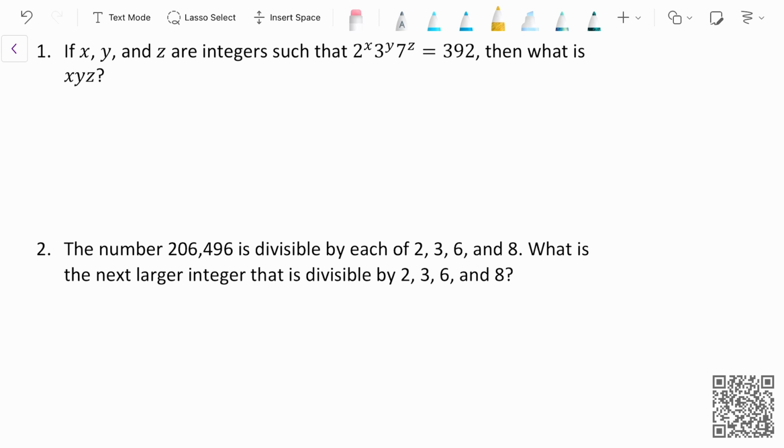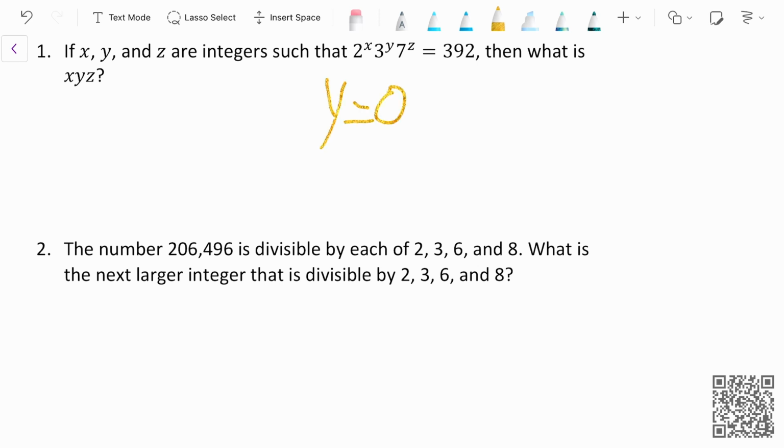So, for example, we know that 392 is definitely divisible by 2 since it ends in 2. But it is not divisible by 3. This number, 392, is not divisible by 3 because, as you can see, the digits added together are not divisible by 3. So that means that this number has no 3s in it, which means that there are 0 3s. Therefore, y would equal 0.